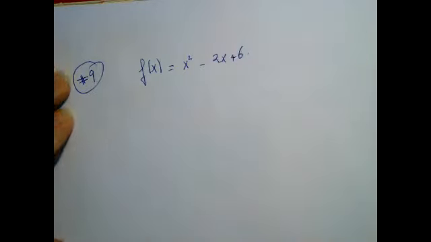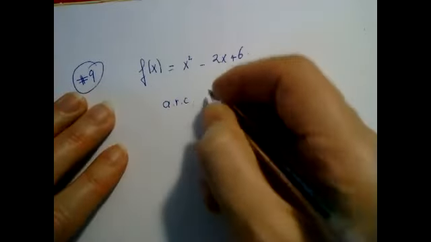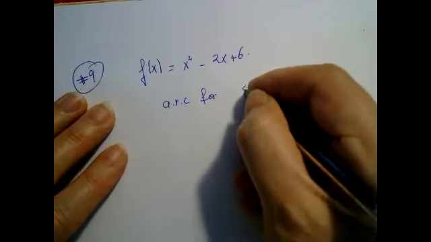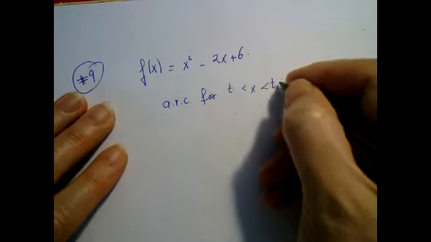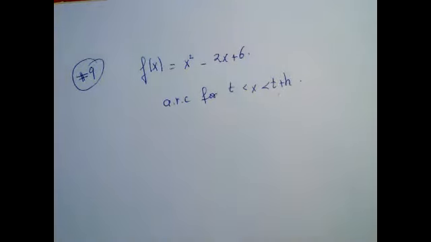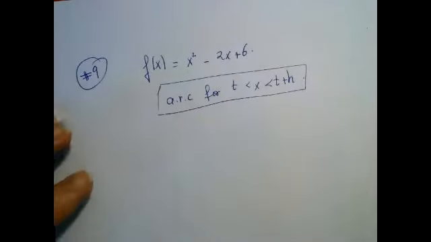Okay, and my question is: find the average rate of change for x between t and t plus h. So it's highly symbolic, which is okay. As I said, I have to train you for doing symbolic stuff. All right, so what is the formula?